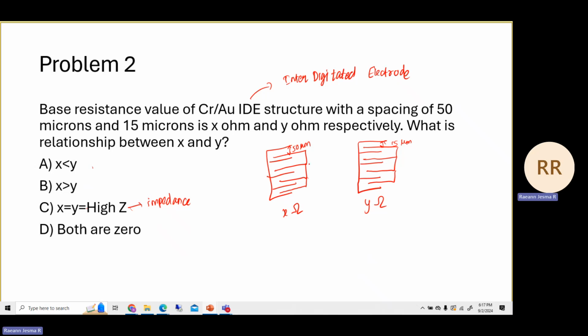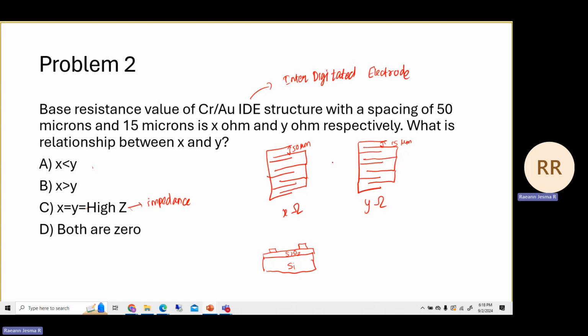So if you look at an IDE structure, if we see the fabricated structure, we'll have a silicon wafer. Then on top we'll have SiO2. Then we'll have the patterned metal electrodes, which is made of chrome gold in our case, right? Between these two IDEs, there is nothing. It is air. There is no path for conduction. So the resistance will be generally high.